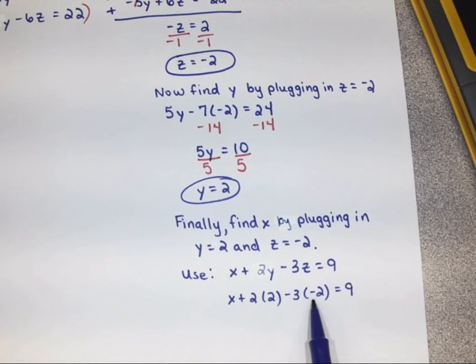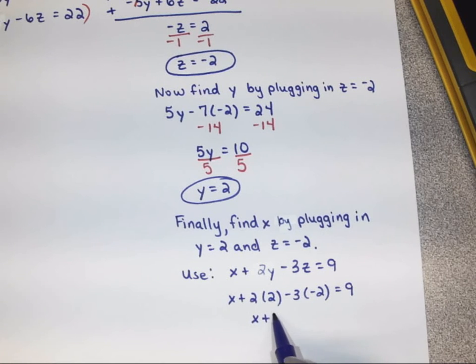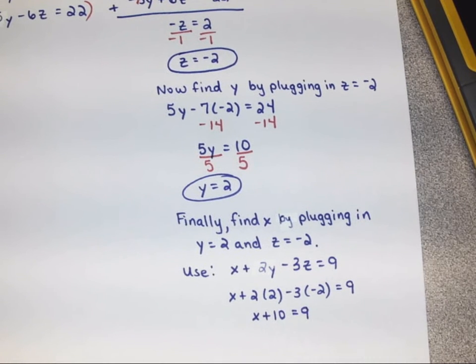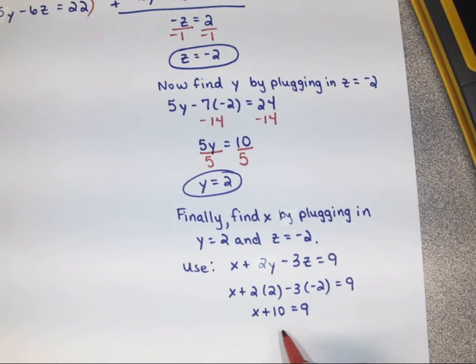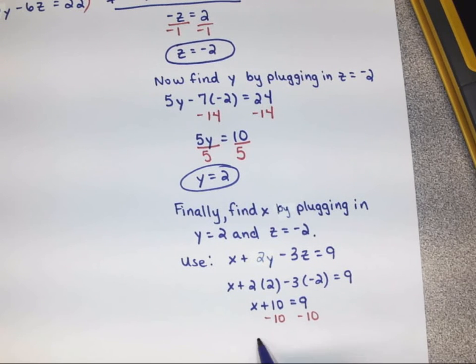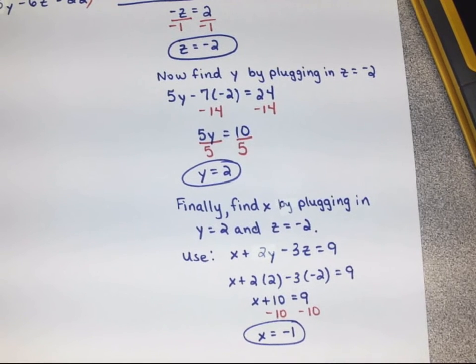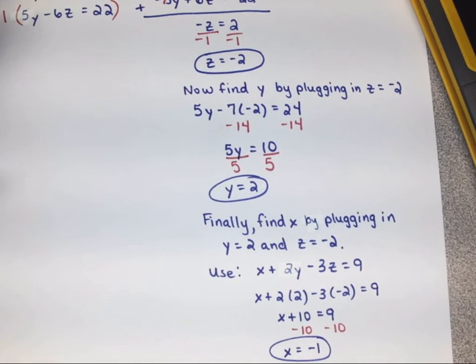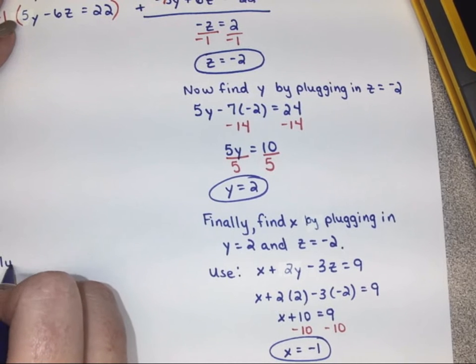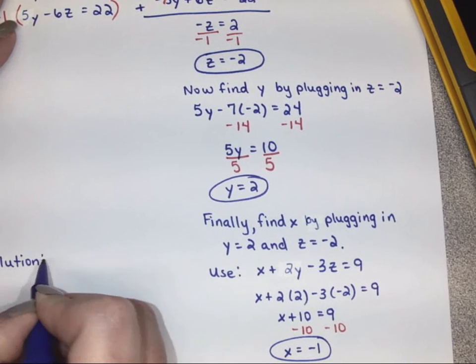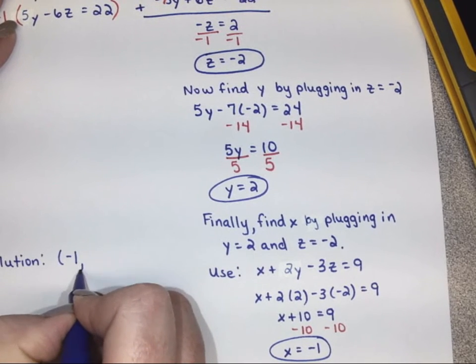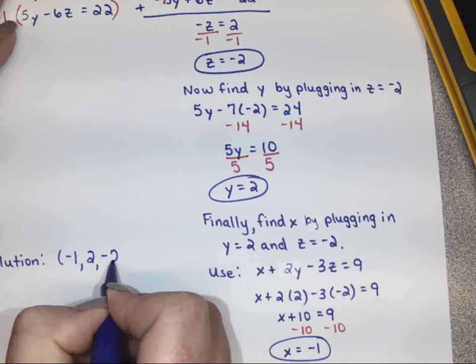So I end up getting 4 plus 6, or 10. And then I can subtract 10 from both sides. And so I end up getting x equals negative 1. Okay, so how do I need to write my solution then? I've got all three of them now. So what do I do now? Yeah, write them as a point. Okay, so make sure you do x, y, z order. So negative 1, comma 2, comma negative 2.